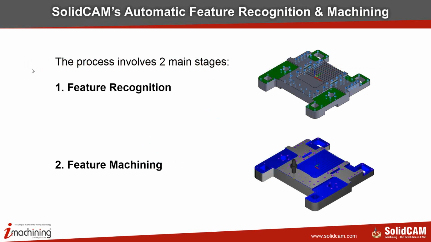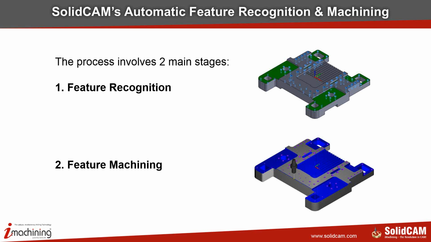Feature recognition is basically a two-part action. What we actually want to do is first recognize the features themselves, and then the second part is to machine them as well.